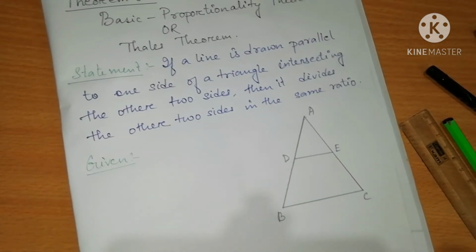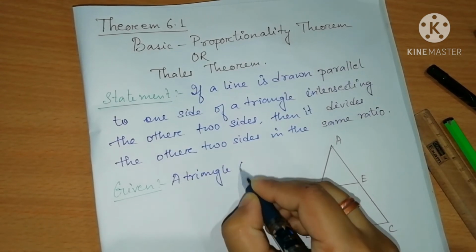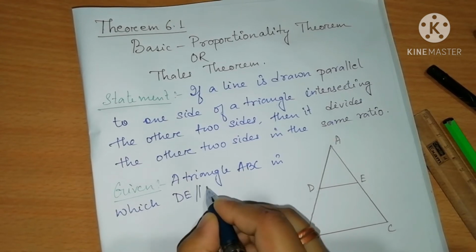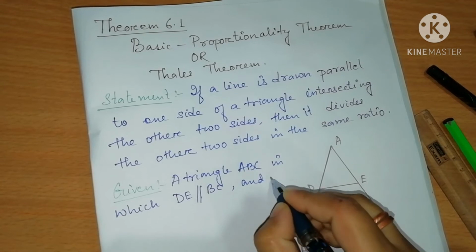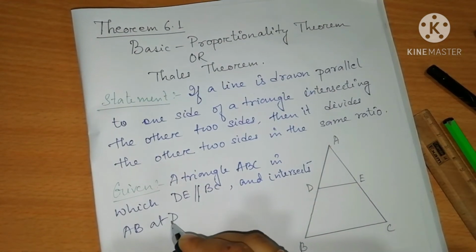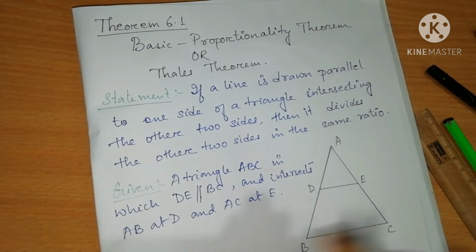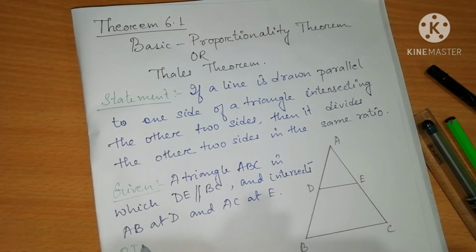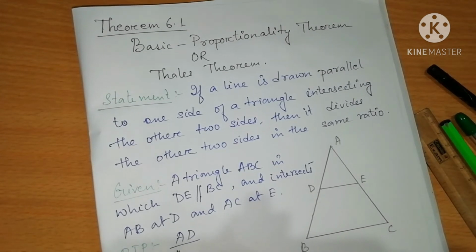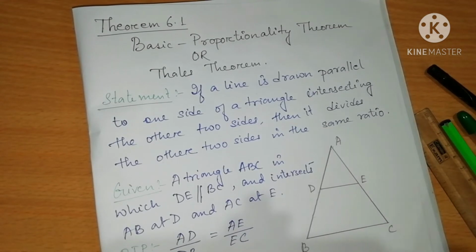So let me write down the given. Given a triangle ABC in which DE is parallel to BC and intersects AB at D and AC at E. Required to prove: AD by DB equals AE by EC. For that we need to draw a construction.